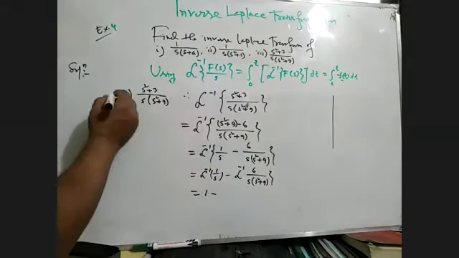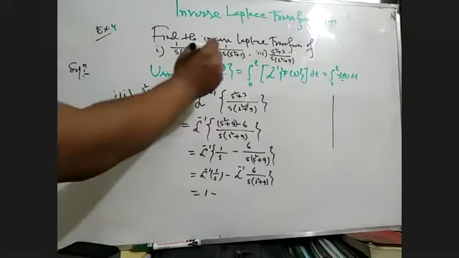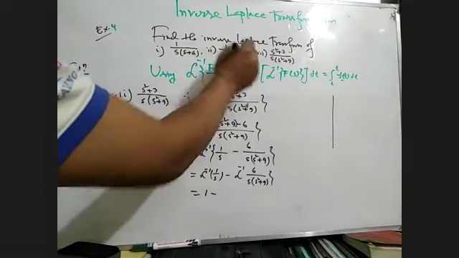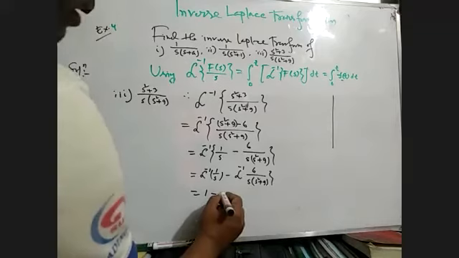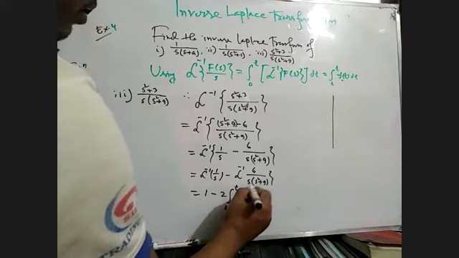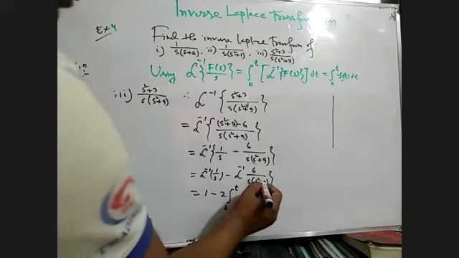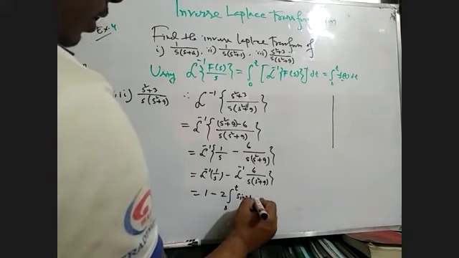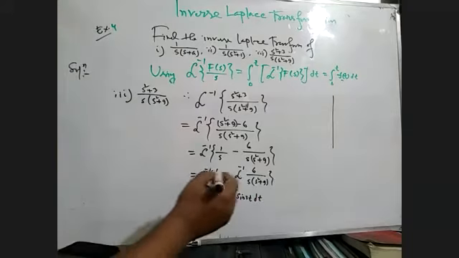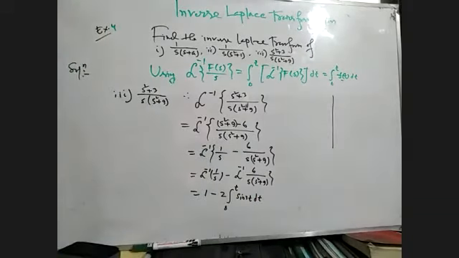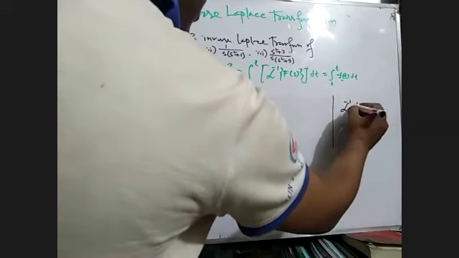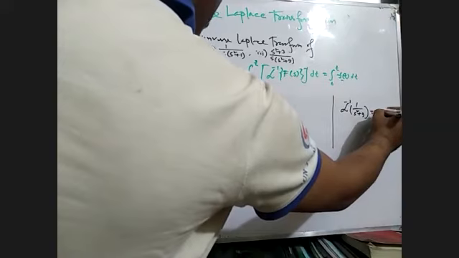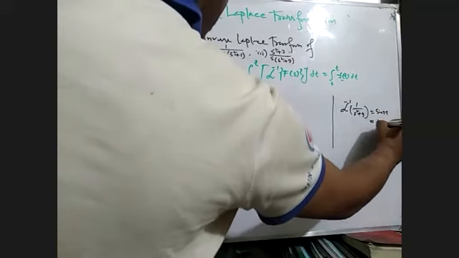Before solving example 3, we solved example 2, 1 by s into s square plus 1. Just using this concept, we can find the integral from 0 to t of f of t, which will be sine thrice t dt, because the original function, the inverse Laplace transform of 1 by s square plus 9, will be sine thrice t. This is the f of t.